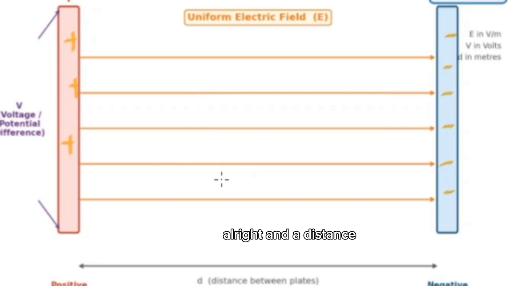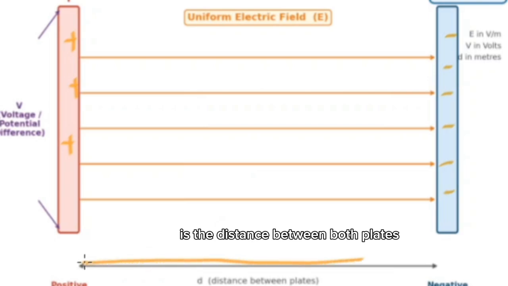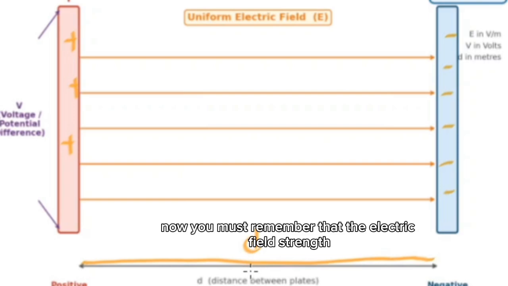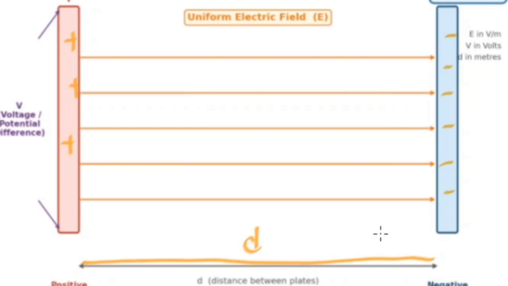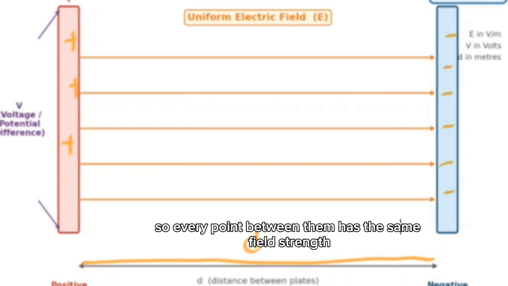All right. And a distance D is the distance between the plates. So from these points to this point is the distance between both plates. We use D as the distance. Now you must remember that the electric field strength between the plates is uniform. So every point between them has the same field strength.